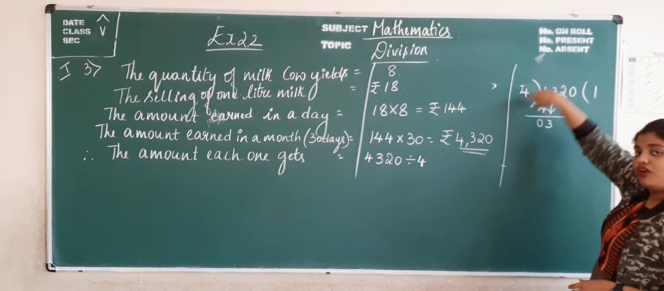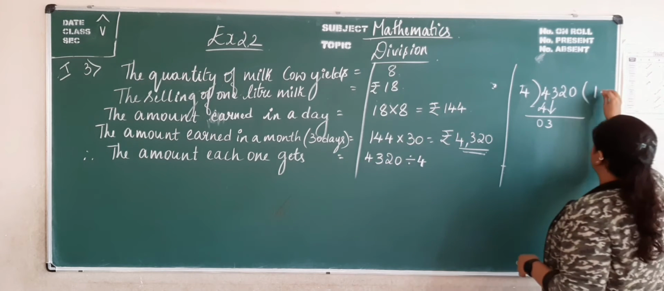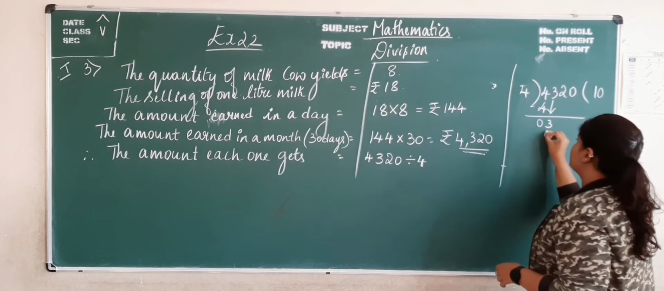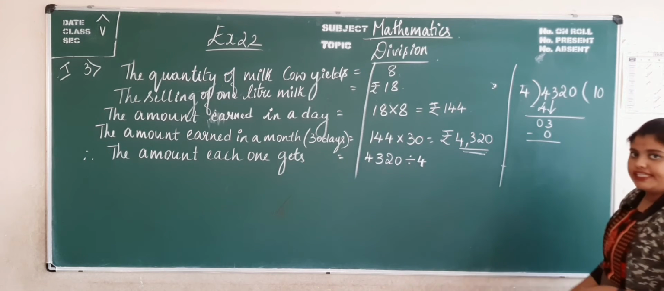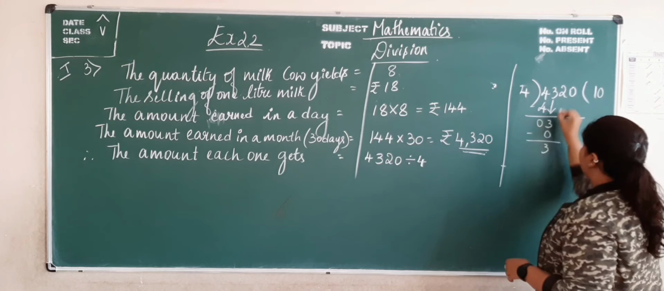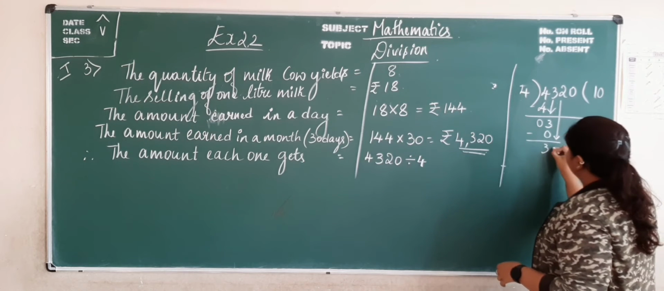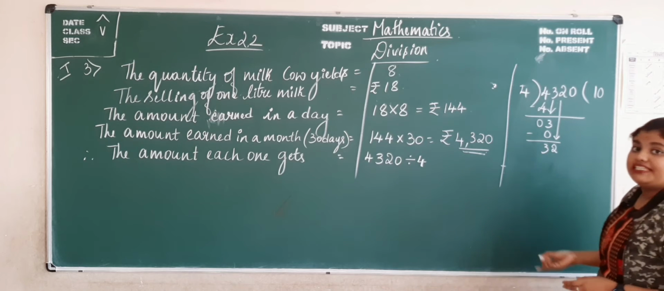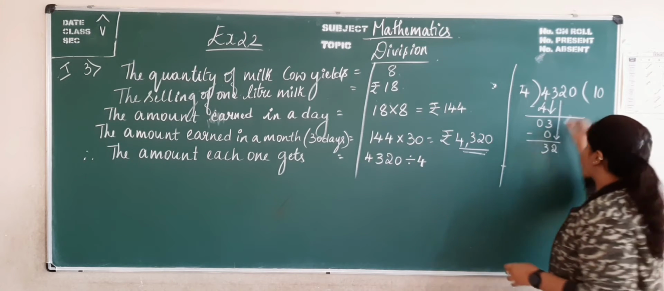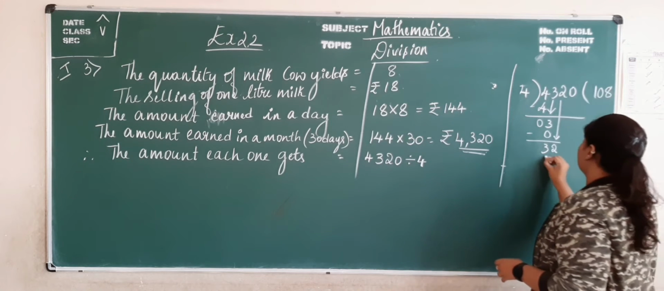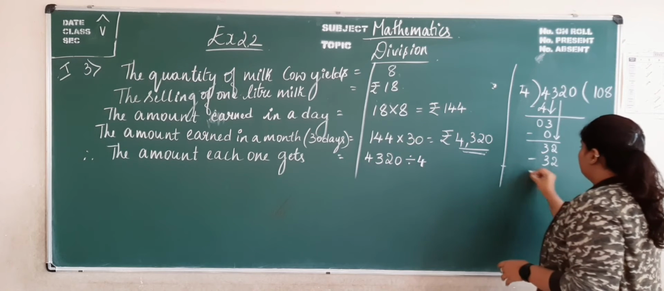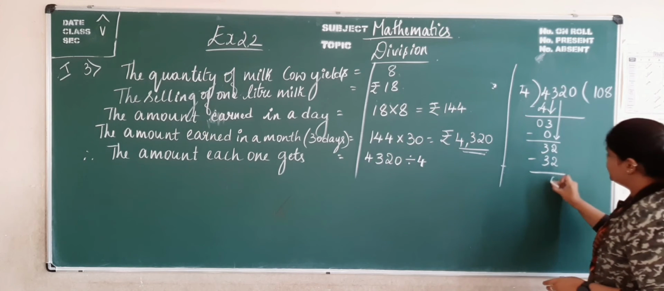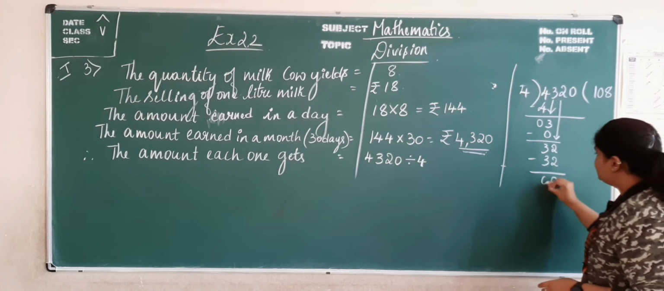So what should I do? 4 how much should I take? Right. 4 zeros are 0. What is 3 minus 0? 3. Then after subtraction, I will bring 2 down. Right? 32. So 4 how much are 32? Right. 4 8s are 32. So 4 8s are 32. 2 minus 2, 0. 3 minus 3, 0.